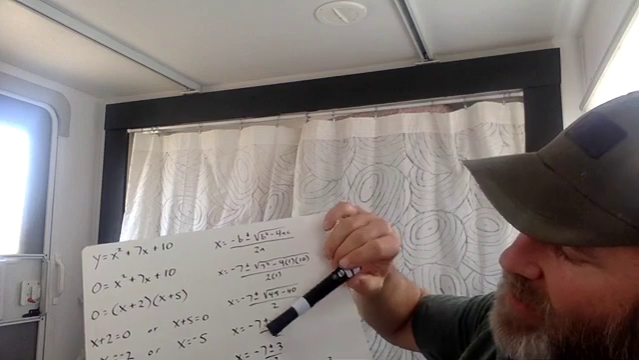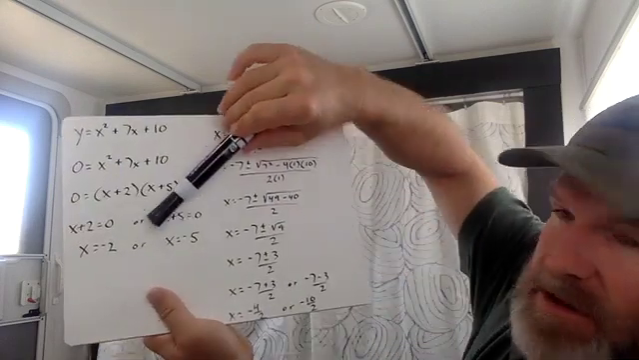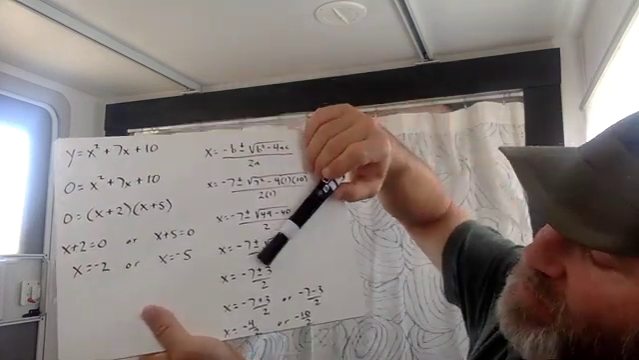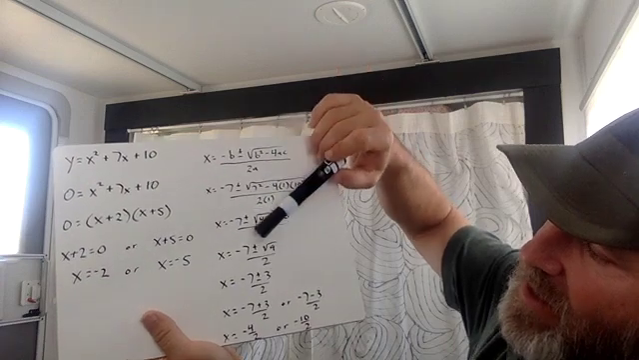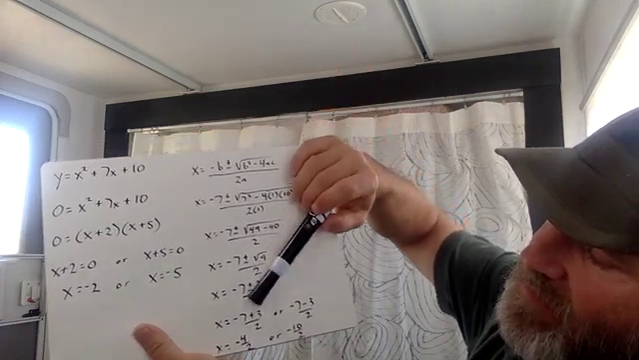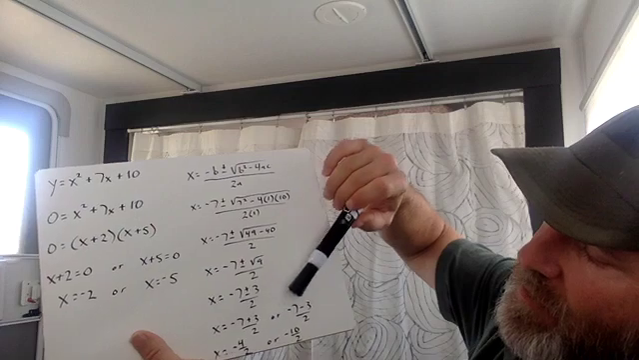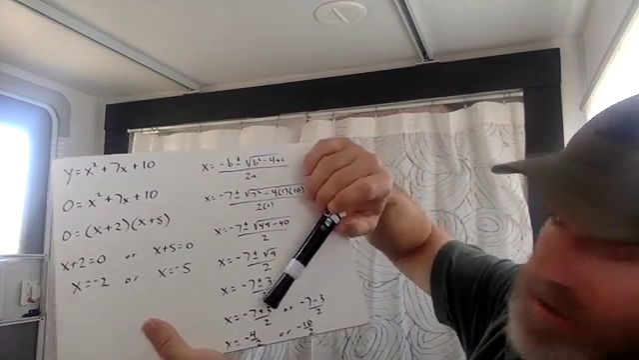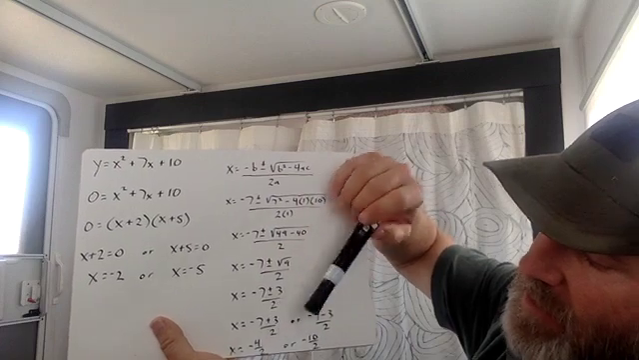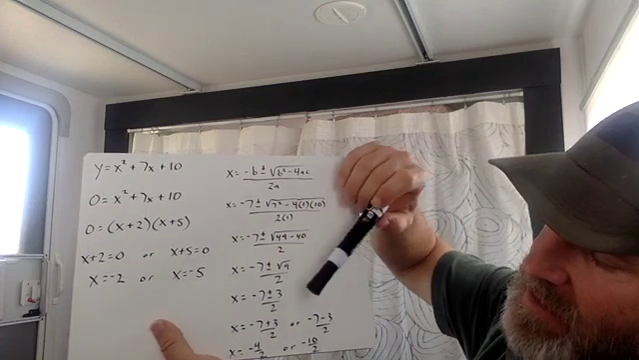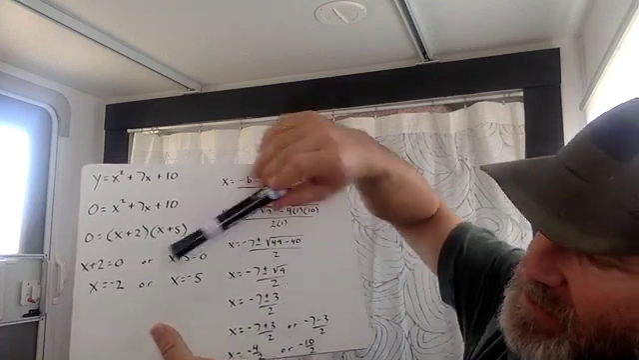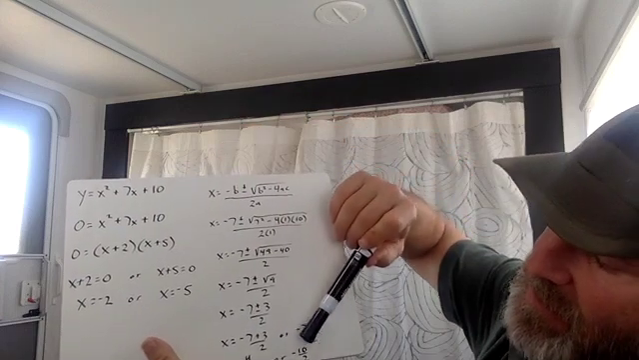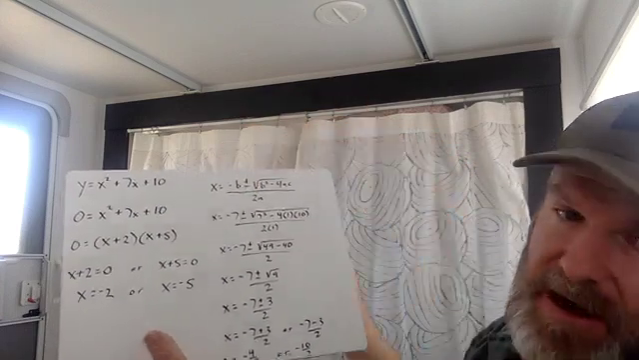So the way we get two answers, like we did over here, is we have this plus or minus. That's why the plus or minus is there. So negative 7 plus 3 over 2, or negative 7 minus 3 over 2. Negative 7 plus 3 is negative 4, and negative 7 minus 3 is negative 10. Negative 4 divided by 2 is negative 2, and negative 10 divided by 2 is negative 5.